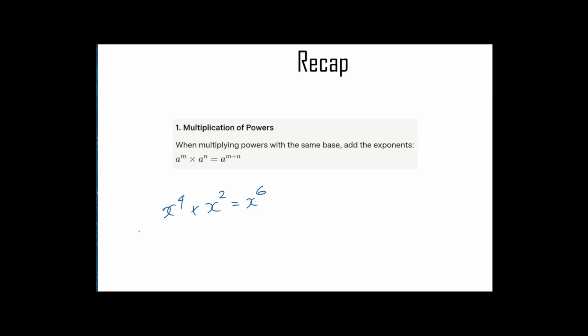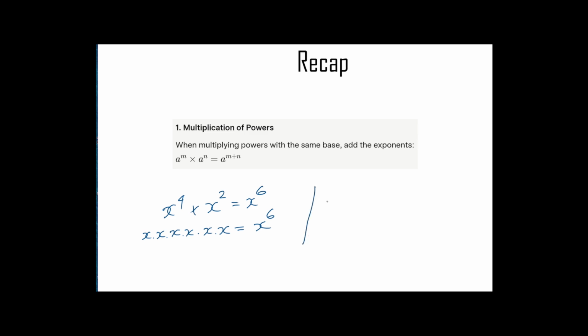As a little proof, x to the power of 4 is x times x times x times x, and x squared is x times x. And if we count up the x's, 1, 2, 3, 4, 5, 6 of them. Okay, you should know that one.